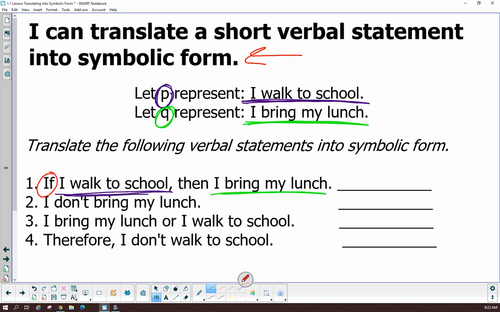I also see the word if and then. That represents the arrow to the right. So my final symbolic form of this whole sentence is P, arrow to the right, Q.